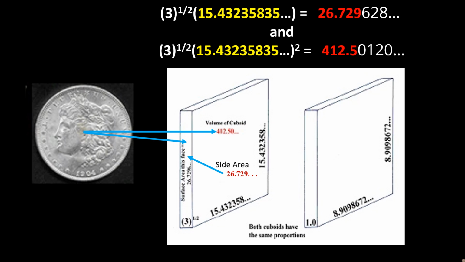In essence, it could be the silver dollar itself, reconfigured into a cuboid of these proportions. The cuboid on the right is the same proportion cuboid, but with the width of its four sides set at 1 unit rather than 1.732 units, which is the square root of 3. This edge length of 8.9098627 is the square root of the cube root of 1/2 unit of volume. Remember, we started early on with a cube of 1/2 unit of volume.